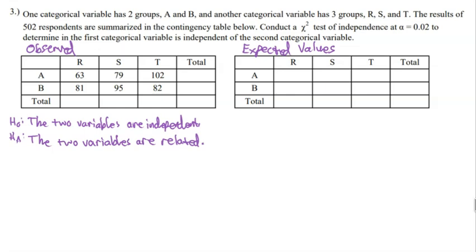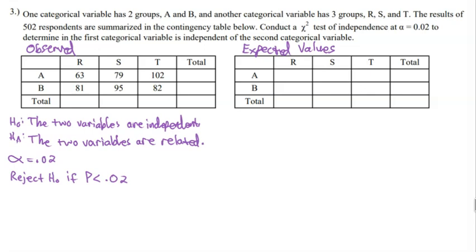Step two, we're going to identify the alpha, and it was set up there. It says that the alpha is 0.02, and so that now allows us to do the rejection rule, which is going to be reject H sub O if the p-value, if p is less than the alpha, 0.02.